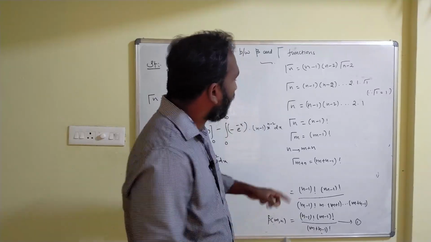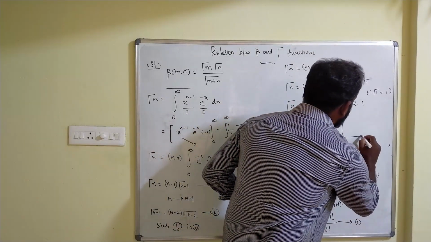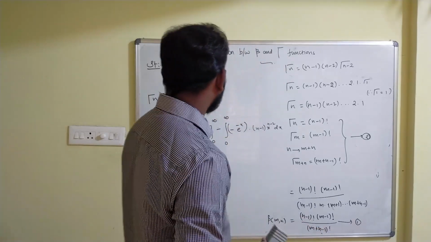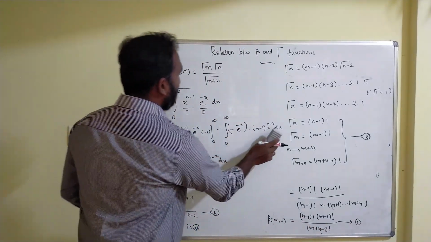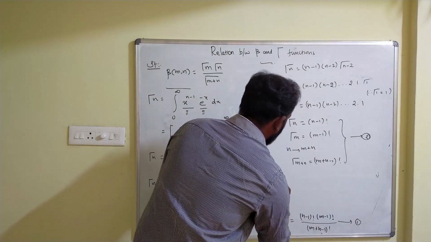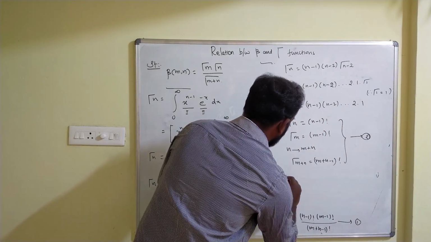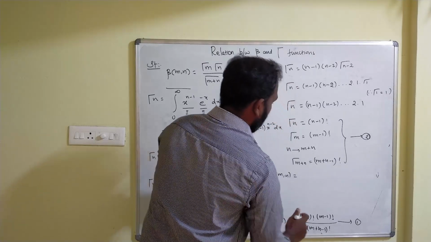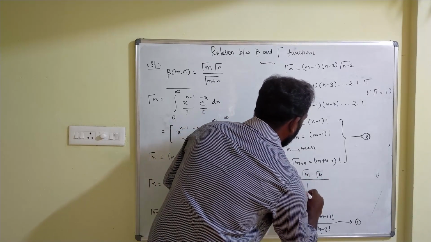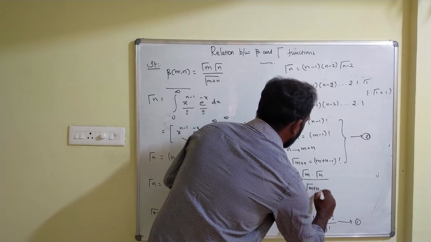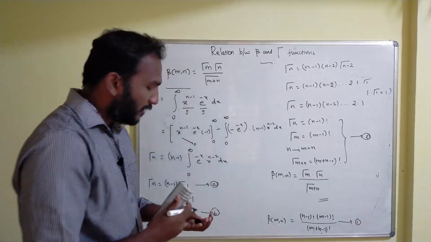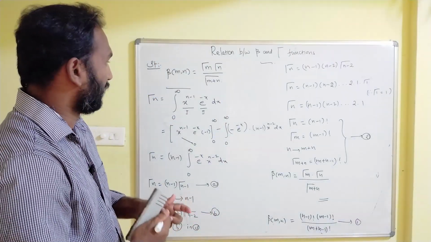Now substitute all these three values. Let us take equation number 2. All these three values in the first equation. Finally, what you will get? So this will become beta of m comma n is equal to gamma of m into gamma of n divided by gamma of m plus n. So this will give the relation between beta and gamma function.